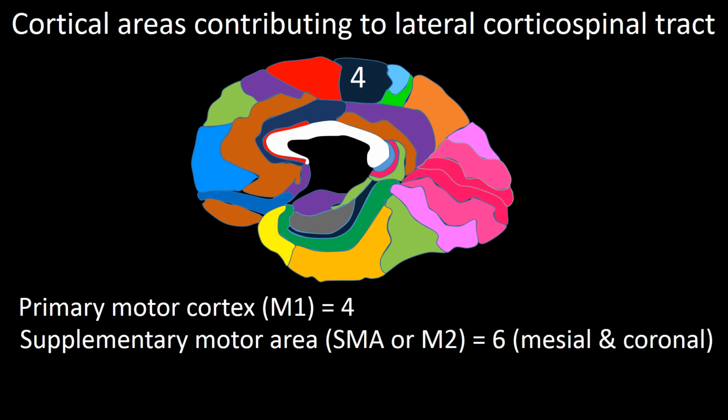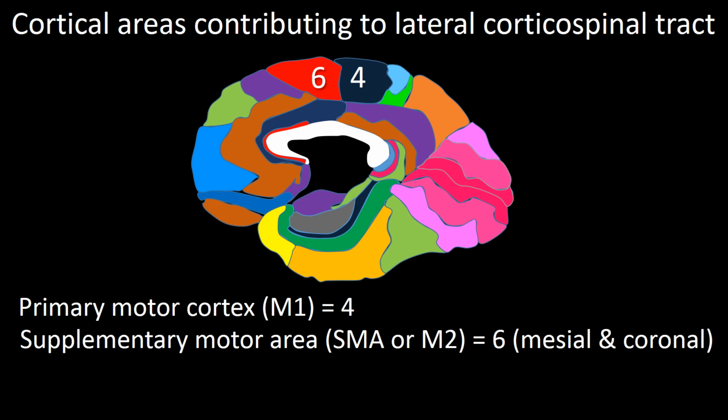The second area, also represented in the mesial surface of the hemisphere, that contributes to the lateral corticospinal tract is the supplementary motor area, also referred to as SMA or M2. The supplementary motor area has been mapped to the mesial region and also to the coronal region of the same hemisphere. This area corresponds to Brodmann area 6.